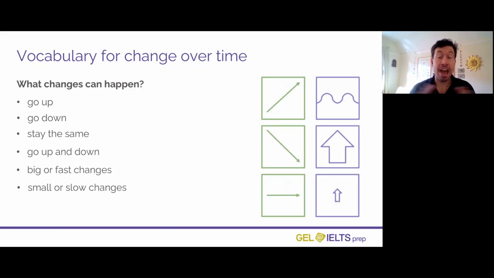Basically, that's everything. That's all that the data can do. There's no other options, really. So if you have different vocabulary for all of these different things, you'll be able to describe the data and the charts and graphs and the tables more accurately.